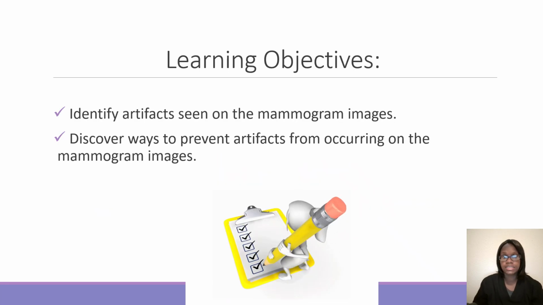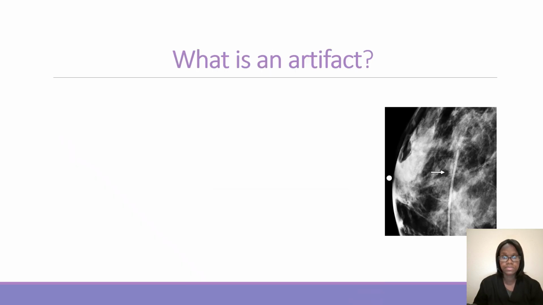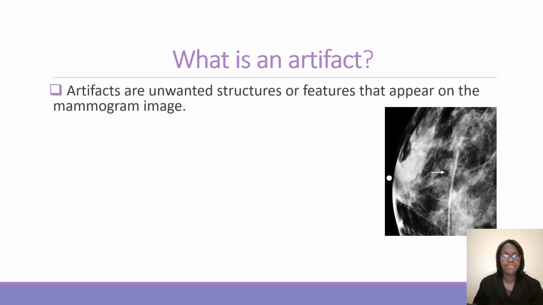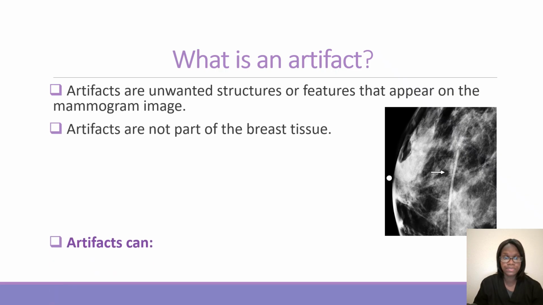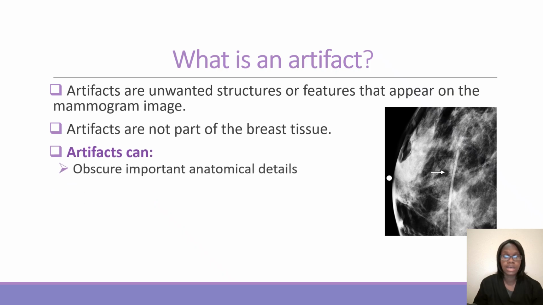For the learning objectives for this video, we have: identify artifacts seen on the mammogram images, and discover ways to prevent artifacts from occurring on the mammogram image. So if you do not know what an artifact is, it is an unwanted structure or feature that is appearing on the mammogram image. Artifacts are not part of the breast tissue, and artifacts can obscure important anatomical details. They can mimic pathology or cancer.